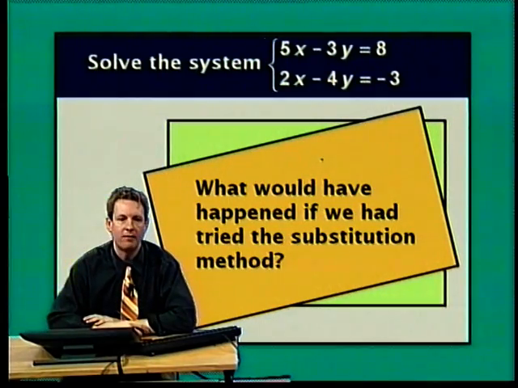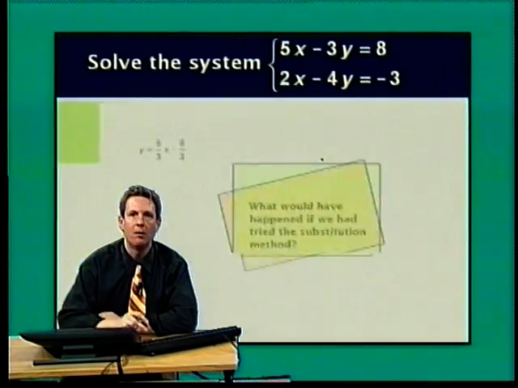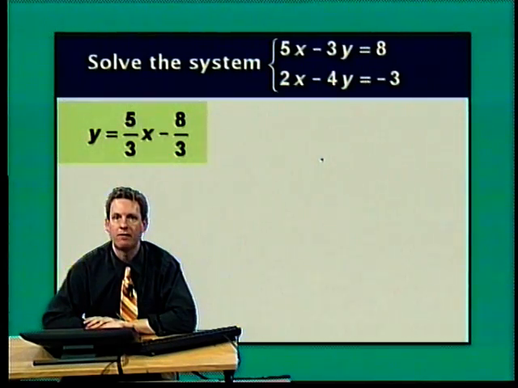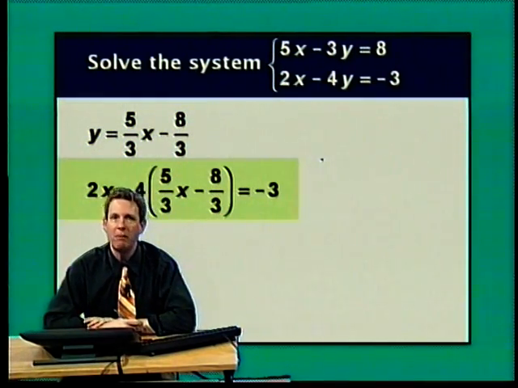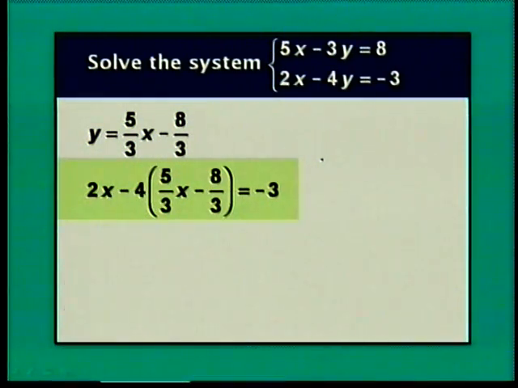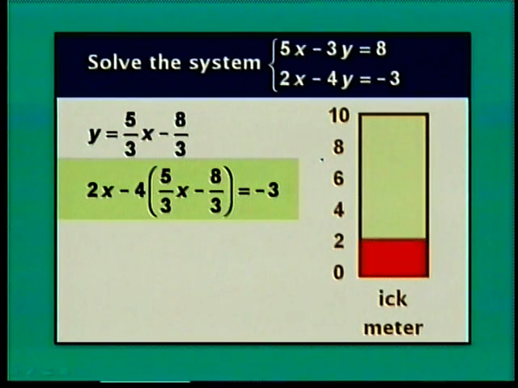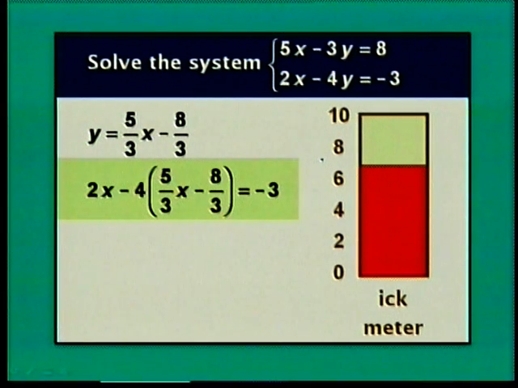Now, what would have happened if we had tried the substitution method? Well, if we solved the first equation for y, we would get y equals 5/3 x minus 8/3. And when we substituted that expression into the second equation, replacing y with 5/3 x minus 8/3, this is the equation we'd have to solve. And if you ask me, the ick factor on this equation is pretty high because of the distribution and the fractions. Let's see what the computer's opinion is. Let's get out the old ick meter. Boy, even the computer thinks this one's pretty icky. It's a little bit more than a 6.